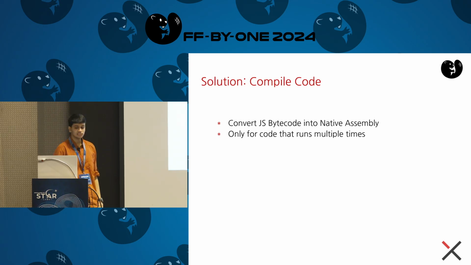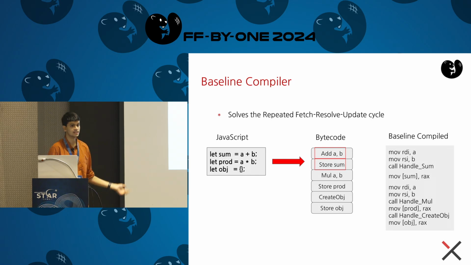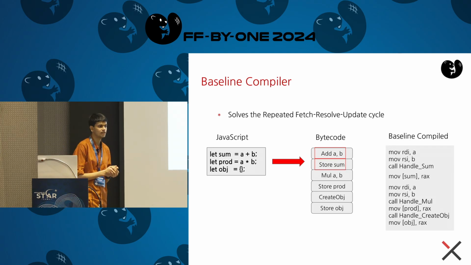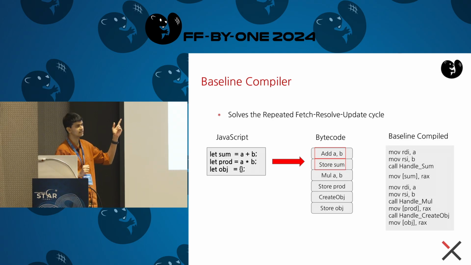The solution for this is to compile the bytecode into native assembly. But this is only viable if that bytecode is going to run multiple times, for example, if there's a for loop in the JavaScript function. So then it's viable to compile JavaScript into assembly. In order to solve the various problems faced by the interpreter, we have multiple JIT compilers implemented in browsers. One of the first compilers is the baseline compiler, which solves the repeated cycle issue.